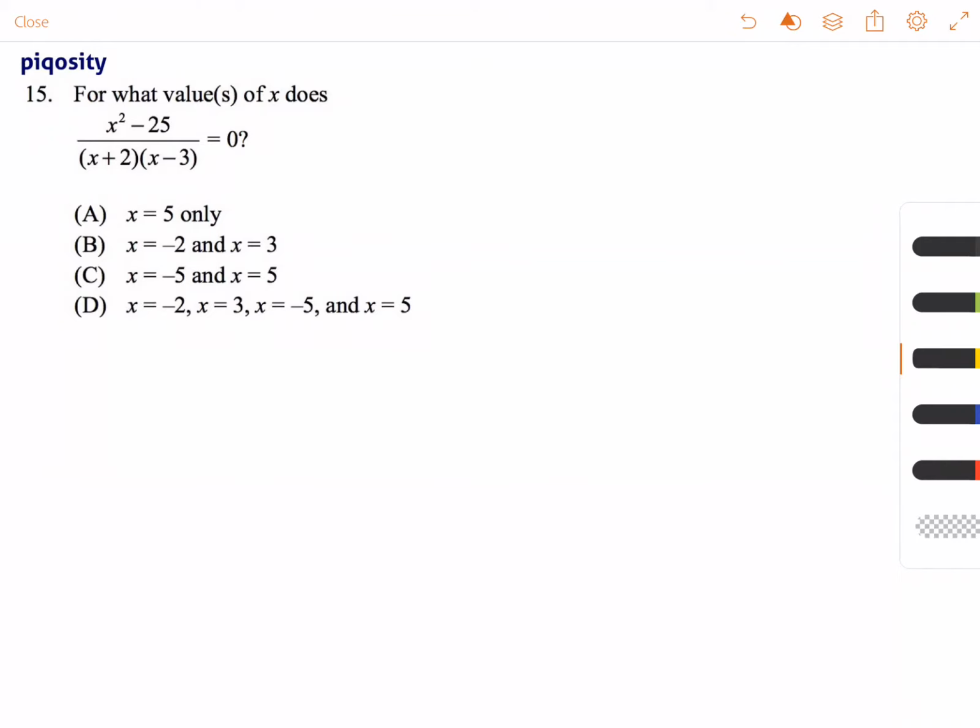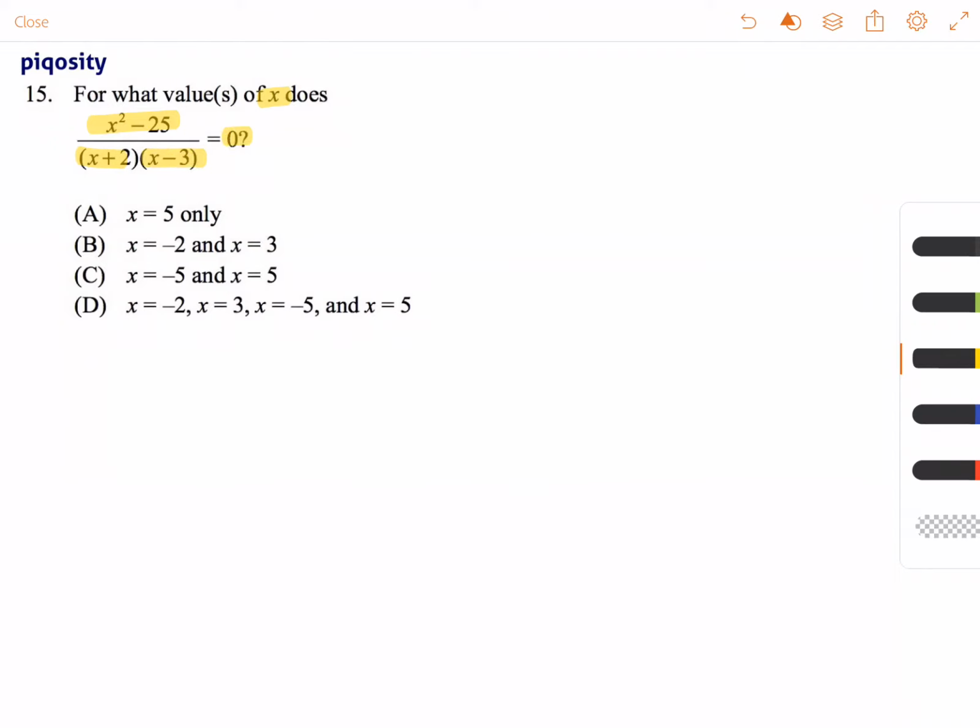This is Stephen, and this question is testing whether or not you understand what can and can't go into the denominator of a fraction. So the question reads, what value or values of x does (x squared minus 25) over (x plus 2)(x minus 3) equal 0?